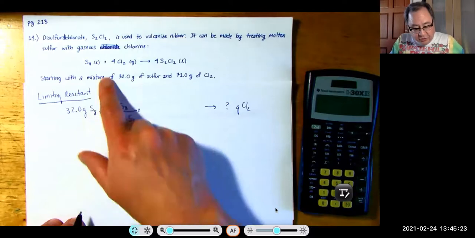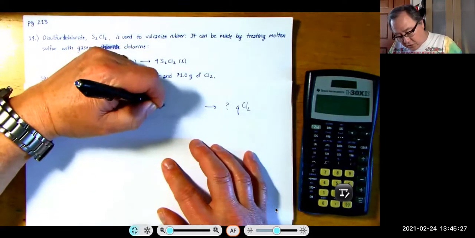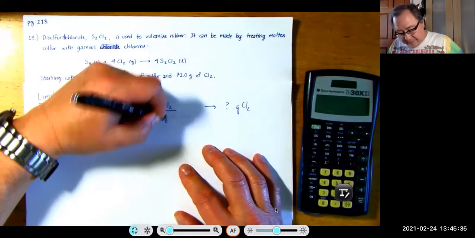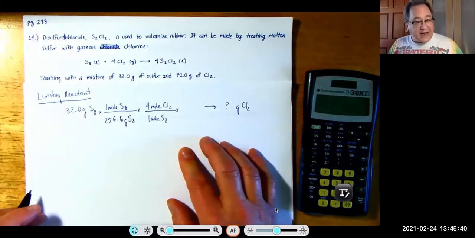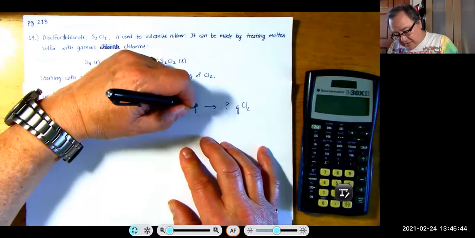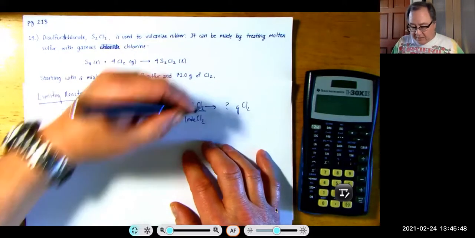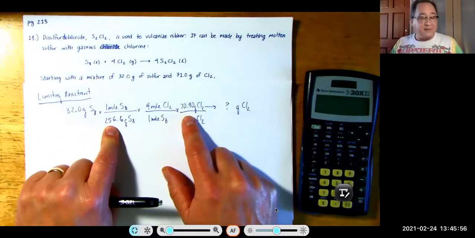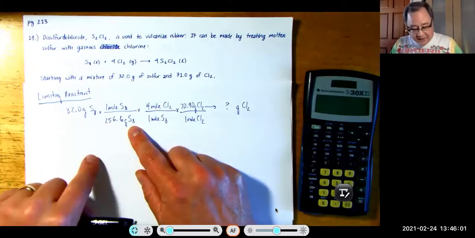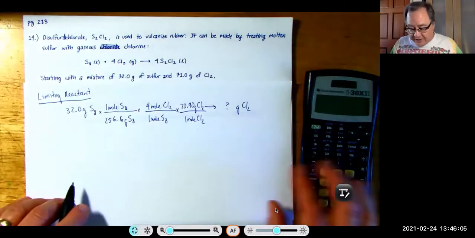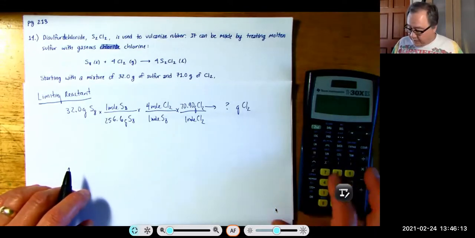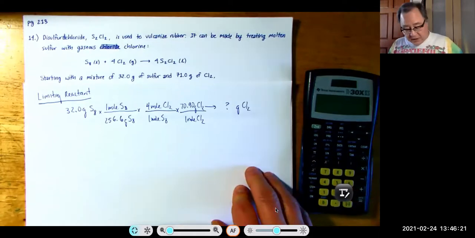And then I need to use the coefficients. So times 4 moles of chlorine per 1 mole of S8. And then chlorine is 70.90 grams per 1 mole of Cl2. So how many grams of Cl2 do we get? We can estimate the answer. 70 goes into 256 about 3.5 times. 4 divided by 3.5 is close to 1, but not quite. So when I multiply that by 32, maybe I get 36 grams here. Let's find out. 32 times 4 times 70.90 divided by 256.6, and I get 34.2.